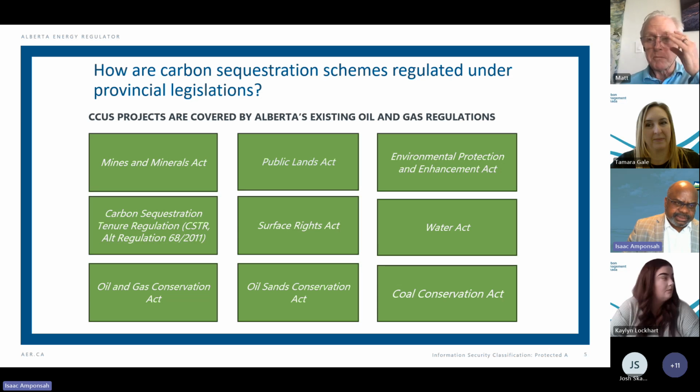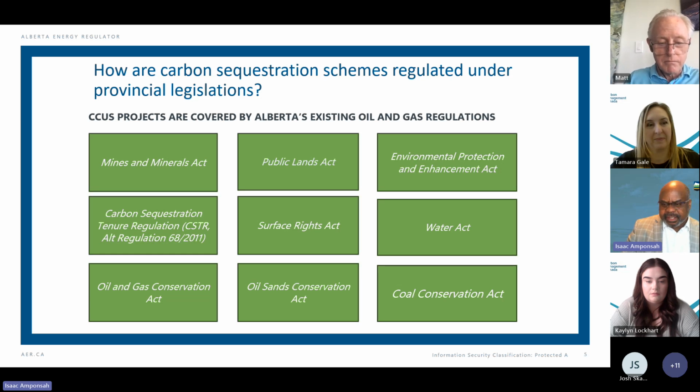The Carbon Sequestration Tenure Regulation was also created back in 2011, which set out a framework for how government was going to manage carbon sequestration tenure. We have the Oil and Gas Conservation Act, the Oil Sands Conservation Act, and the Coal Conservation Act.